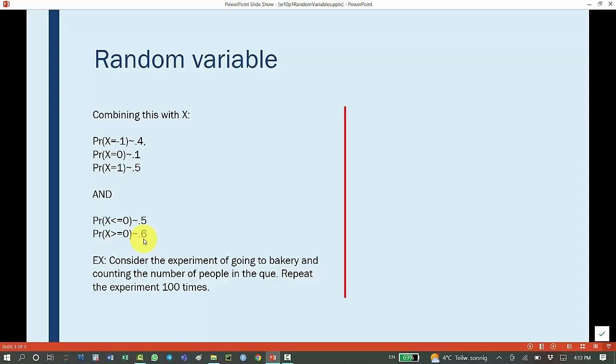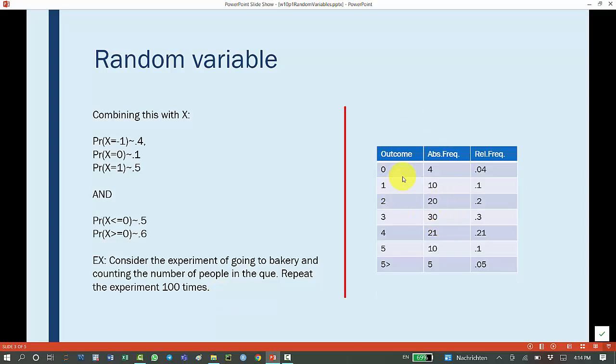Next, consider the experiment of going to a bakery and counting the number of people waiting in the queue. Repeat this experiment 100 times. As we can see in this distribution table, no people waiting happened 4 times out of the 100, 1 person waiting 10 times, 2 persons waiting 20 times, 3 persons waiting 30 times, 4 persons waiting 21 times, 5 persons waiting 10 times, and more than 5 persons waiting 5 times. So we get this frequency distribution table along with relative frequency, which are actually the estimated probability.